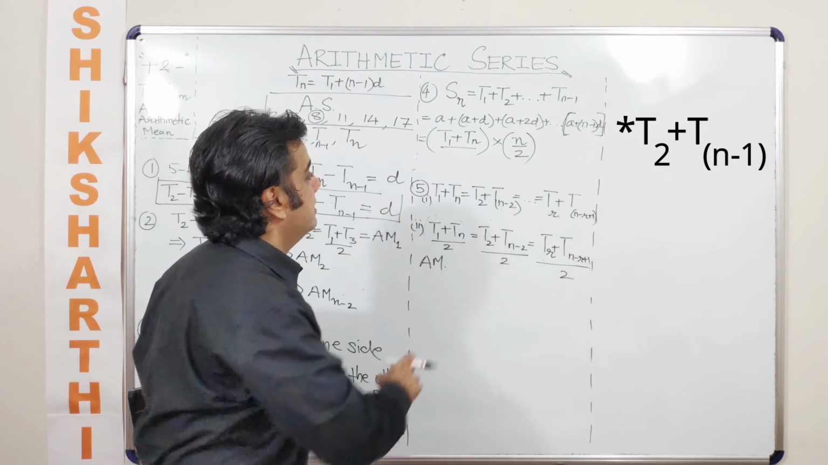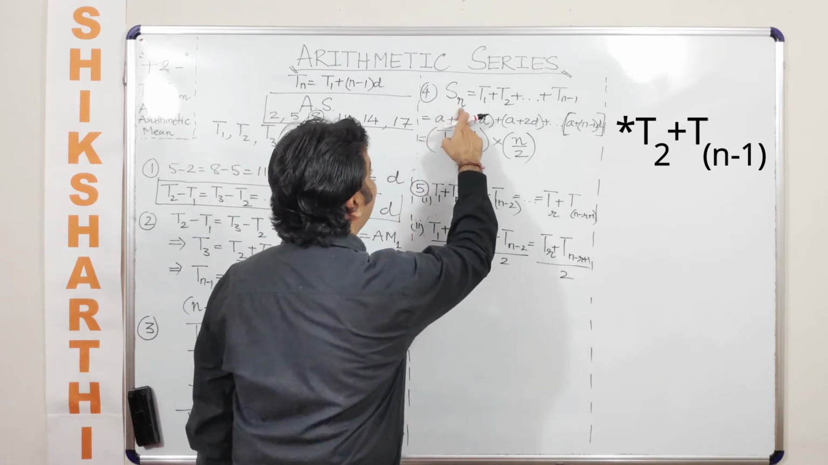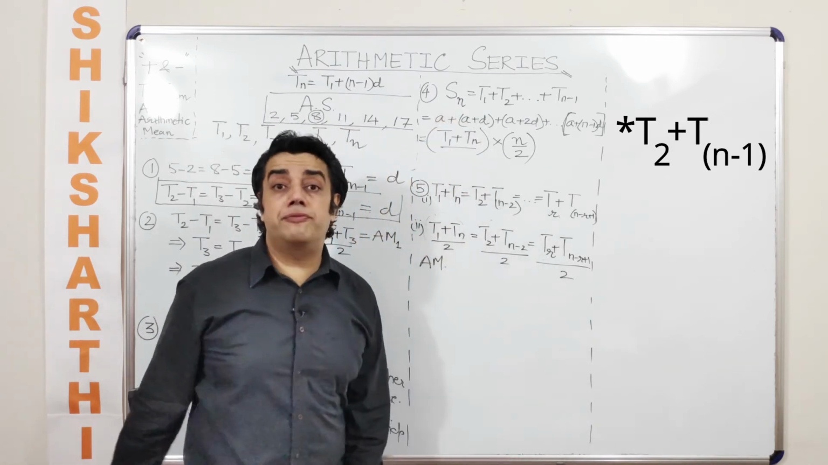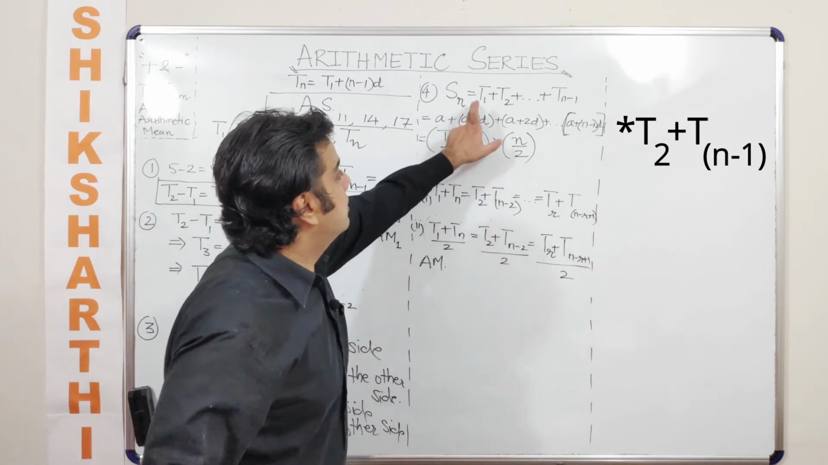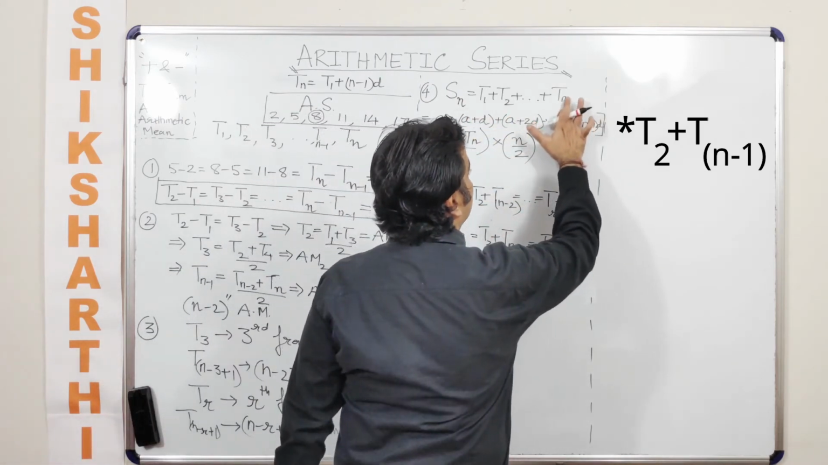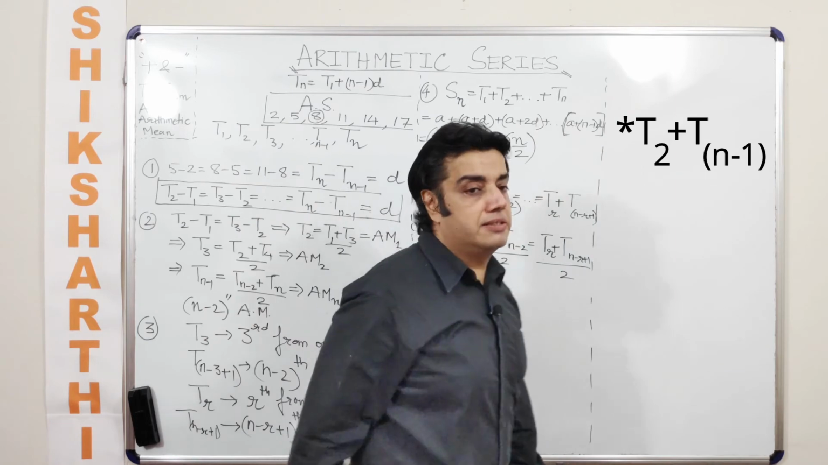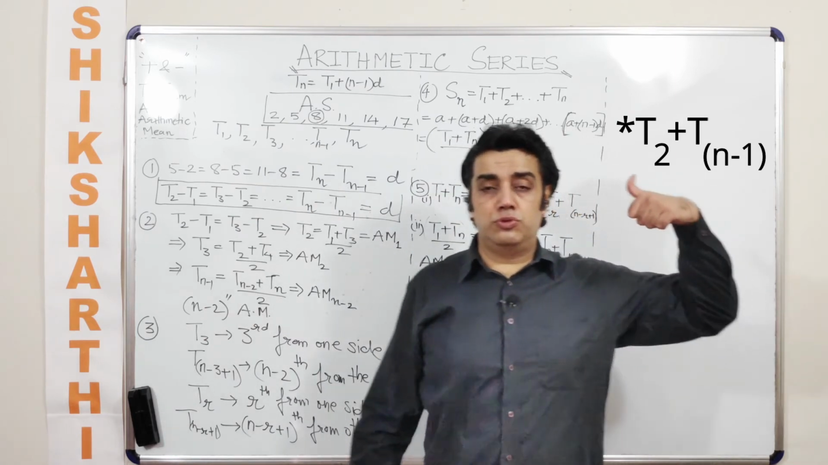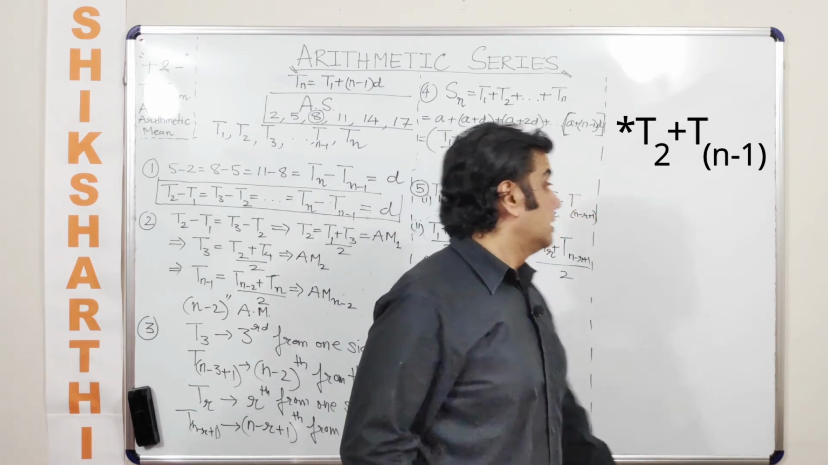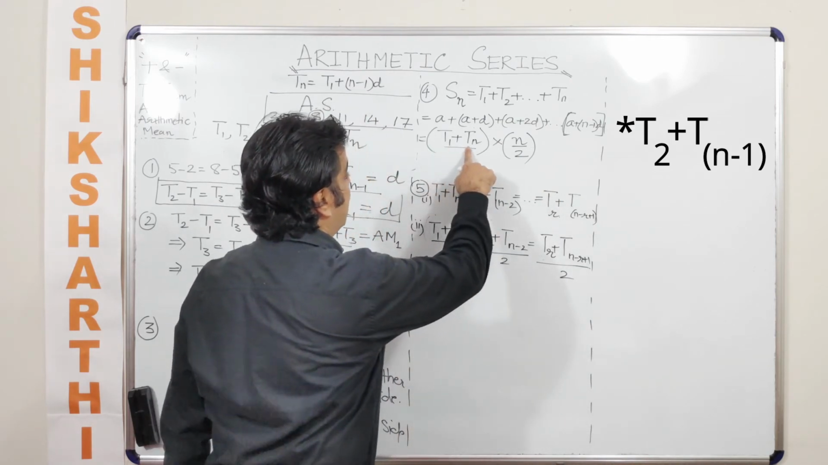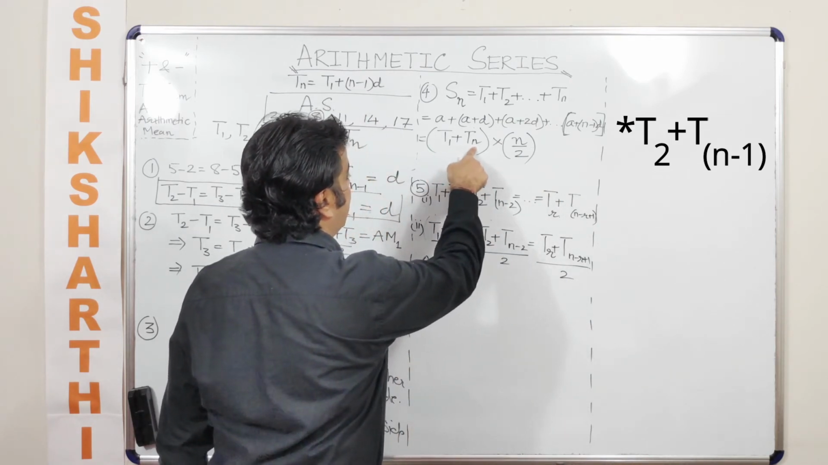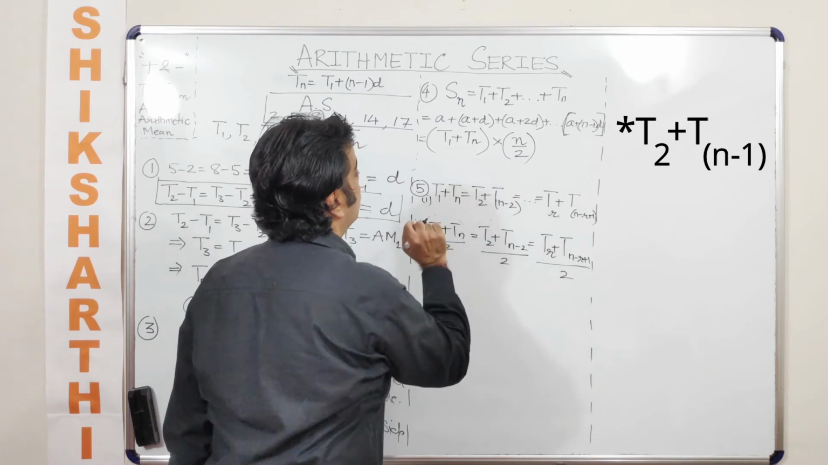The formula here is the sum of n terms of a finite series. Why do I call this a finite series? We call this a finite series because the last term is known to you, and the last term known to you here is Tn. The sum is nothing but the first term and the last term added together, multiplied by n divided by 2.